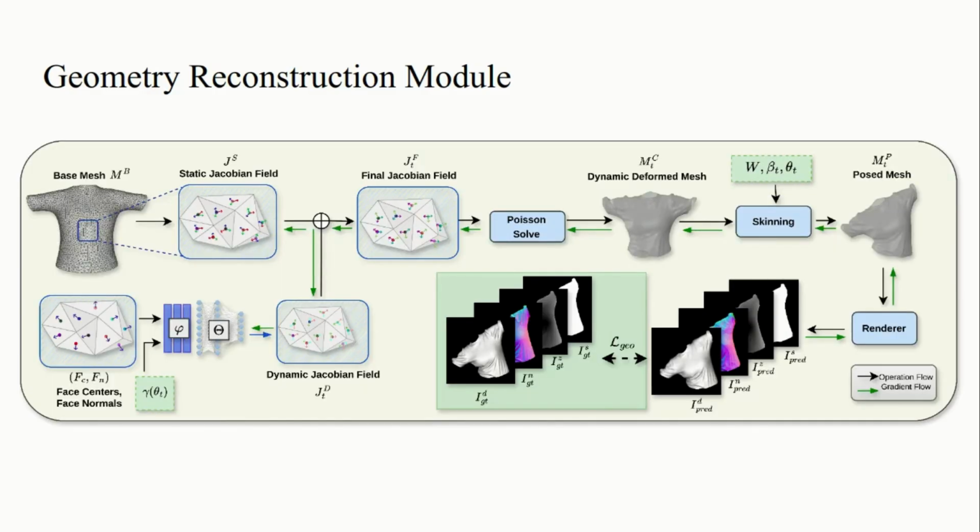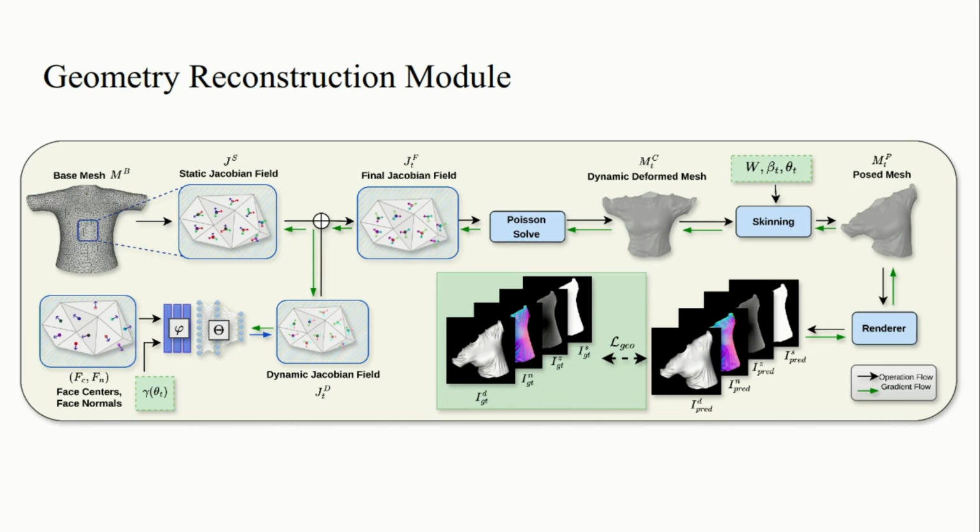Let's dive into the geometry module. As I said, we decompose the problem. We define the final deformation Jacobian for a frame T as the sum of two separate fields. First, a static Jacobian field. This is a single field that is optimized across all frames. Its job is to learn the garment's fundamental unchanging shape, its canonical design, like a collar, seams, or a specific cut. Second, a dynamic Jacobian field.